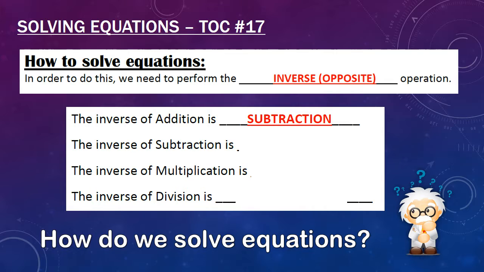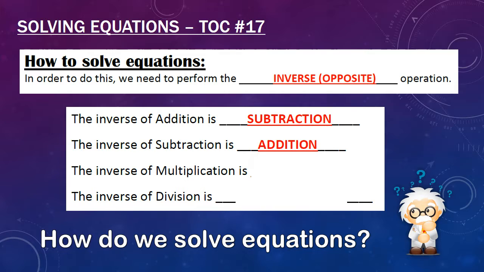And so if the inverse of addition is subtraction, then we know the inverse of subtraction is addition. What I mean by this is that if I have an addition equation, I'm going to use subtraction to solve it. If I have a subtraction equation, I'm going to use addition to solve it, because that ties in with that inverse property of addition with the positive and the negative numbers.